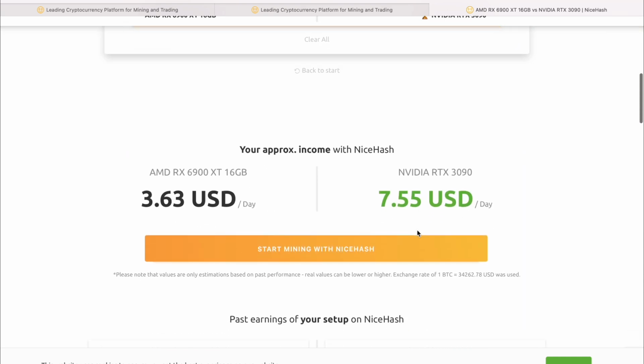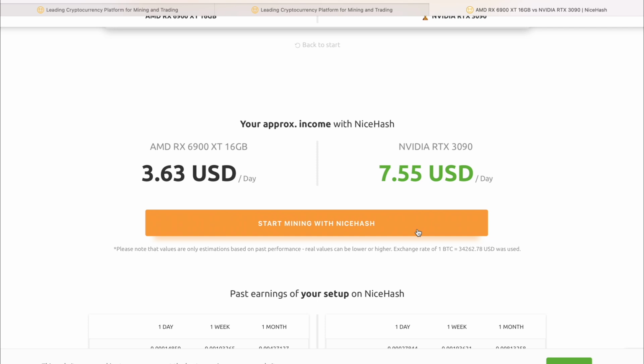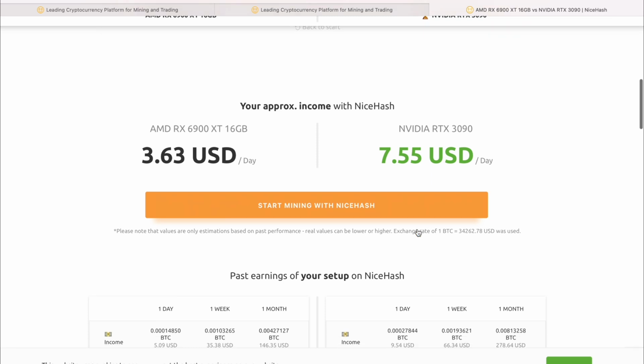But anyway, let's see what they say. They say per day, I should be getting with the 3090, $7.55 US, and with an AMD 6900 XT, $3.63. Now, my estimation for mining for 3 weeks, the 3090 seems accurate. Actually, the AMD, I reckon you make a bit more. You make about $4 to $5 with the AMD. But this is their calculator.